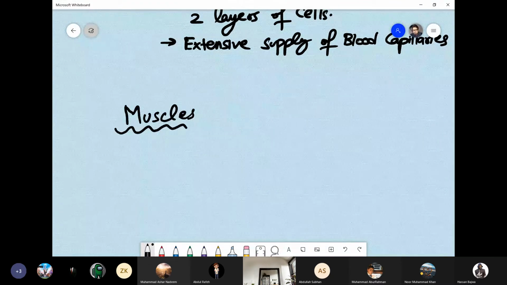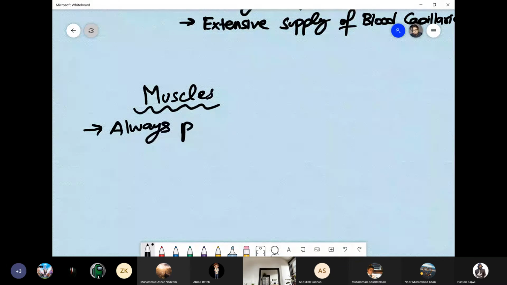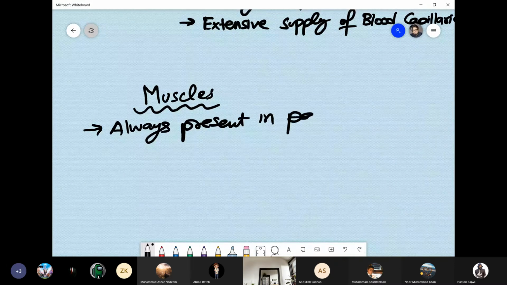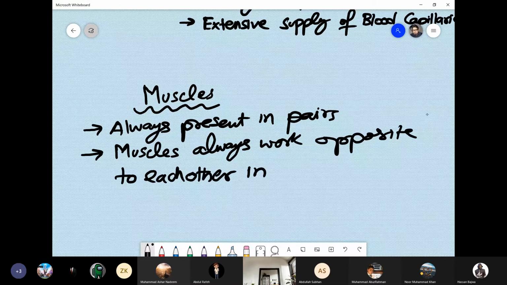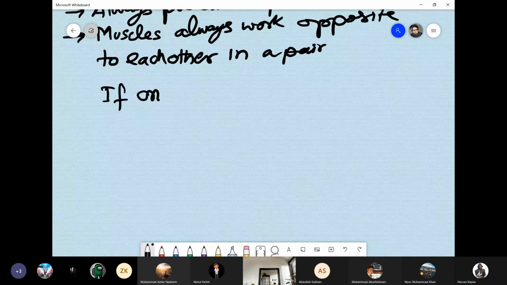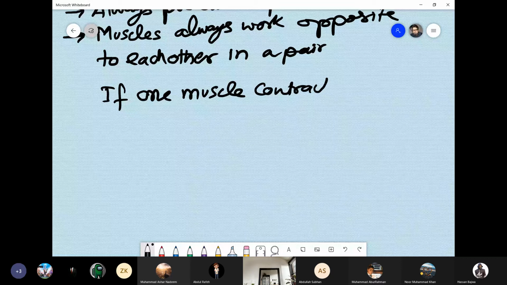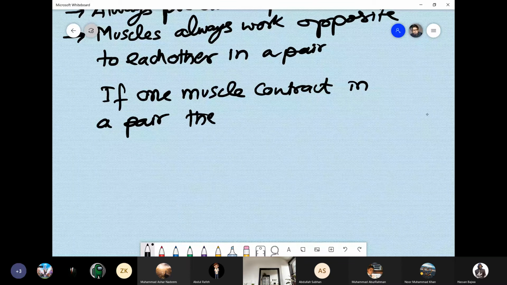The muscles are always present in pairs. And the second point is that the muscles always work opposite to each other in a pair. Now, what does this mean? It means that if one muscle in a pair contracts, the other one relaxes.